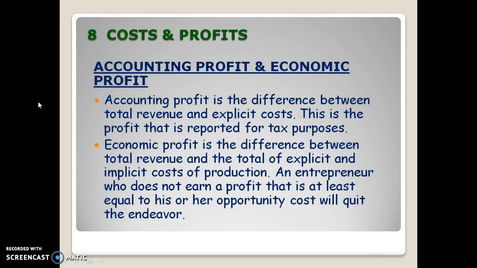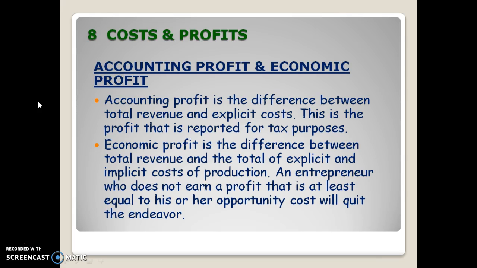When we look at accounting profit, we're focused on the difference between total revenue and explicit costs. This is the profit that's reported for tax purposes. And when we look at explicit costs, these are costs that we can measure in an economy. That's very important. When we look at implicit costs, those are going to be costs of production that we're not able to measure. Economic profit is the difference between total revenue and the explicit cost of production, plus the implicit cost of production. So economic profit is looking at the opportunity cost involved.